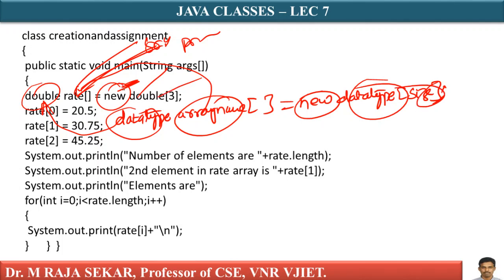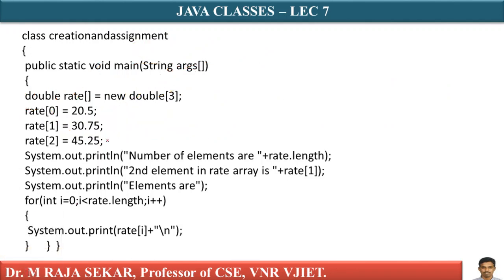Here we have this particular new. This new I will discuss after a few classes, we will try to understand what is new. For the time being, just understand this is a part of the syntax. This particular syntax is useful for declaring as well as creating an array variable. Internally it will create 3 memory locations: rate 0, rate 1, rate 2.